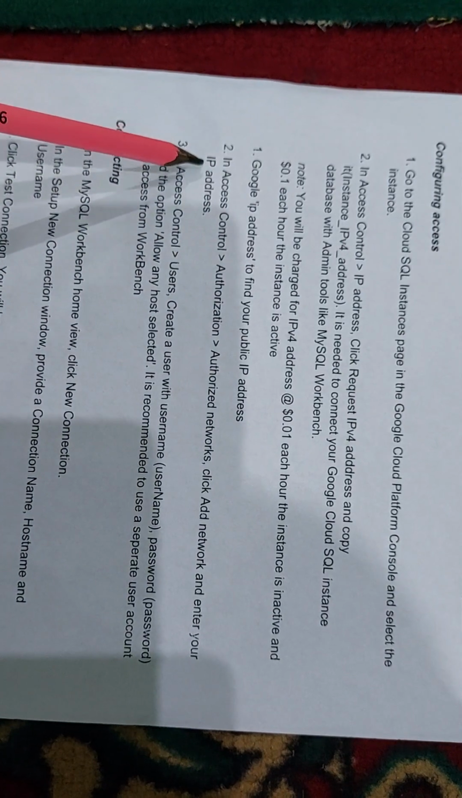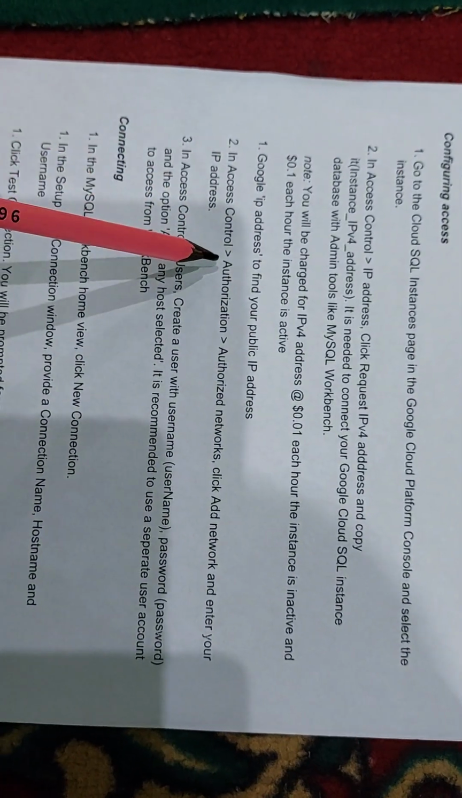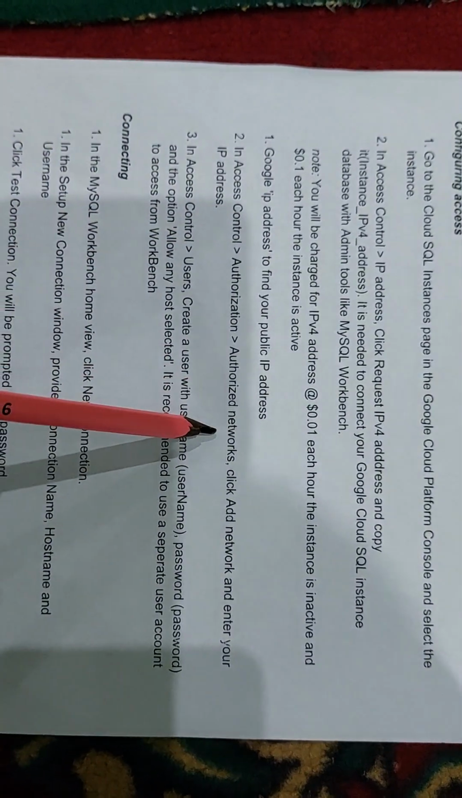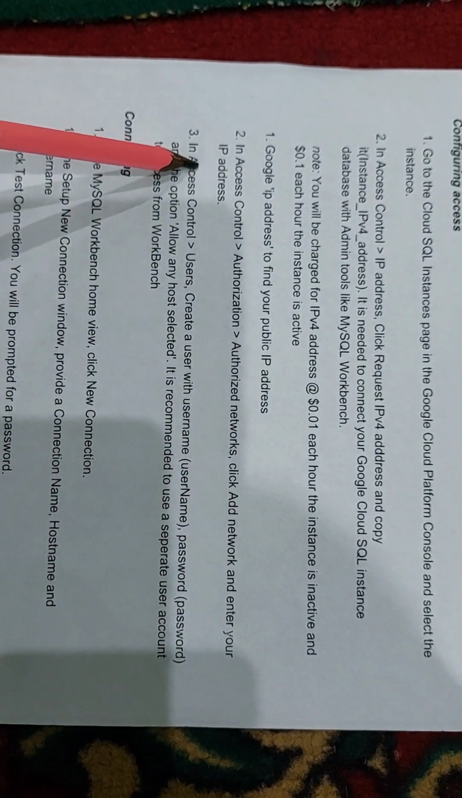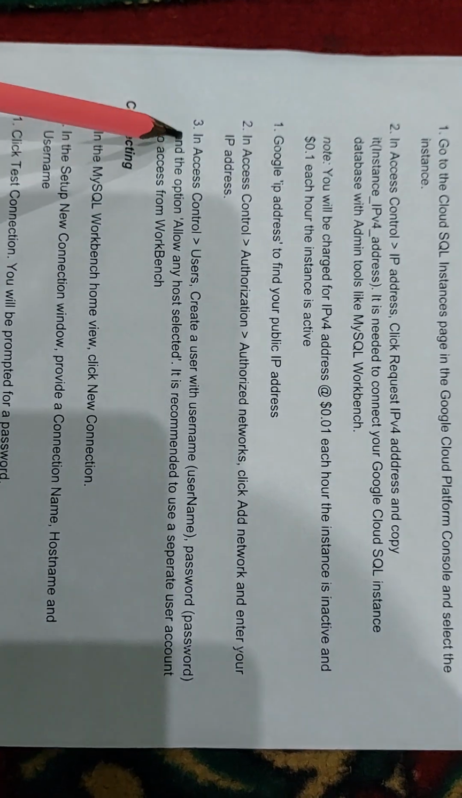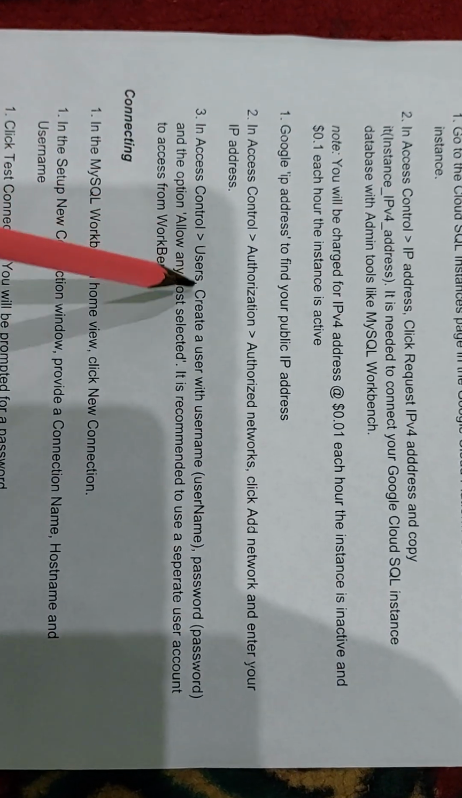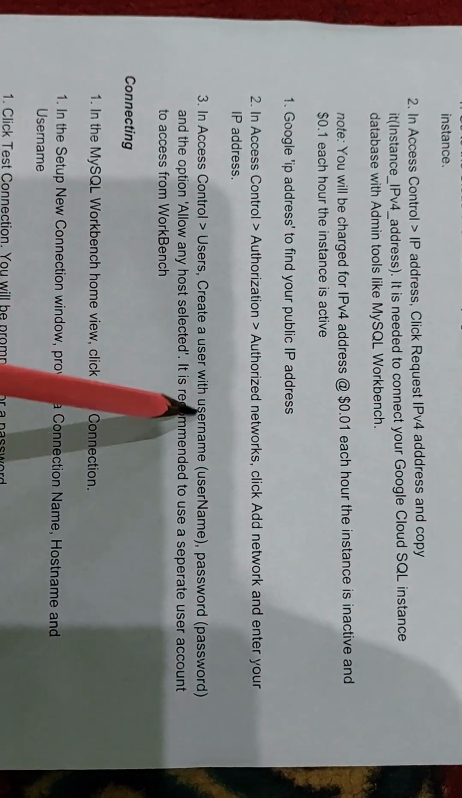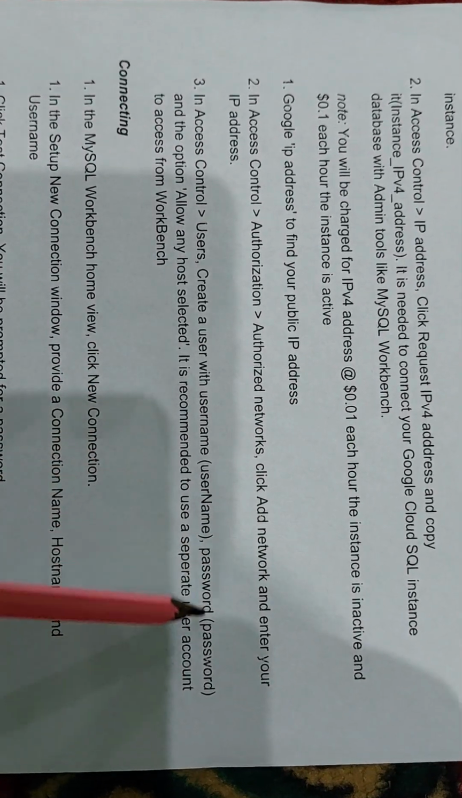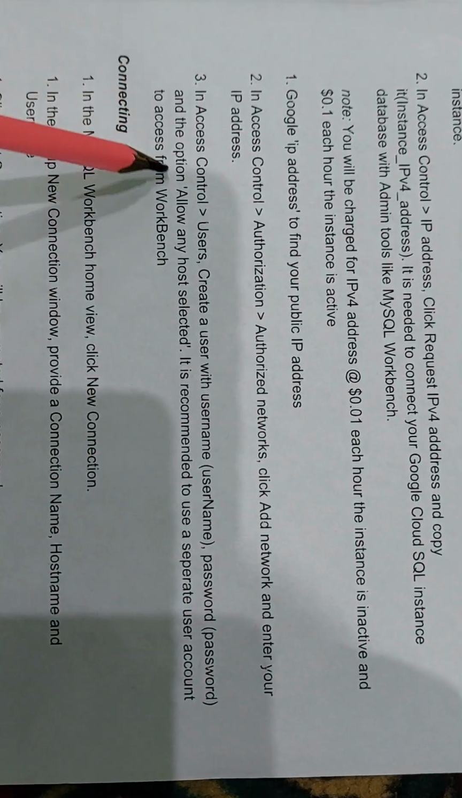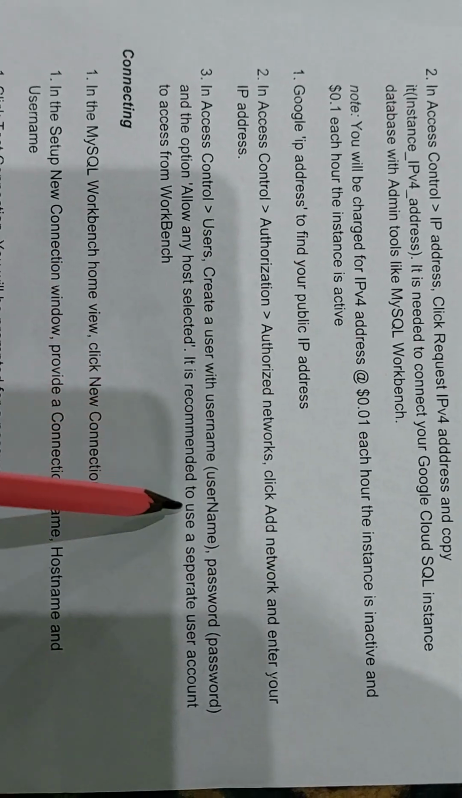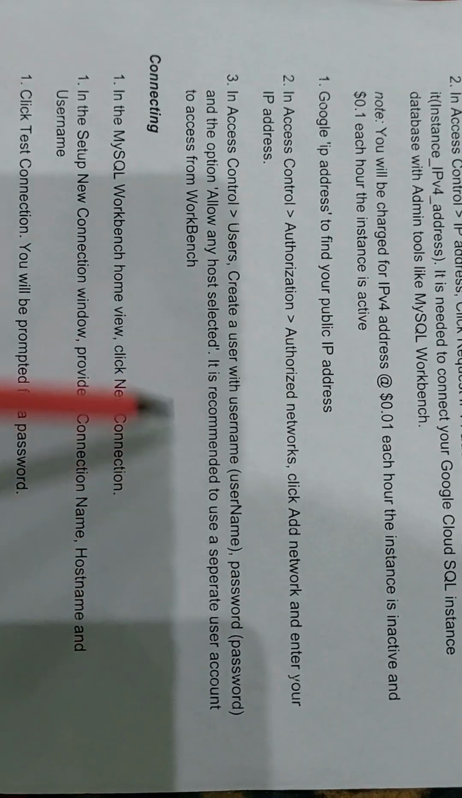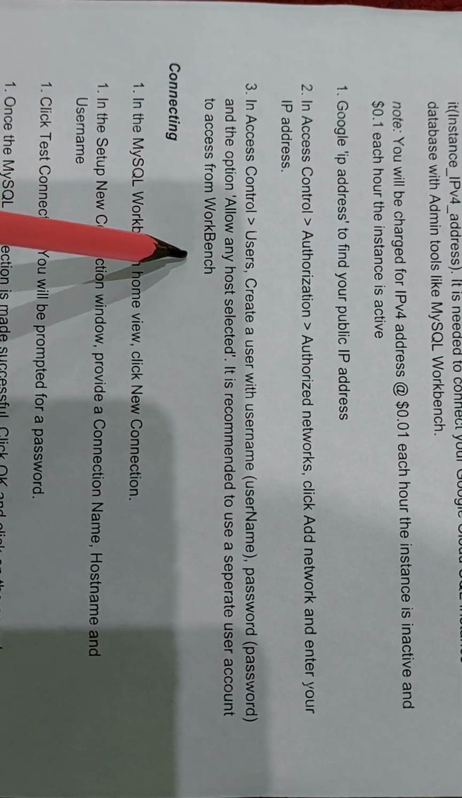Number 2. In Access Control Authorization Authorized Network, click Add Network and enter your IP address. Number 3. In Access Control Users, create a user with username, password and the option Allow any host selected. It is recommended to use a separate user account to access from Workbench.